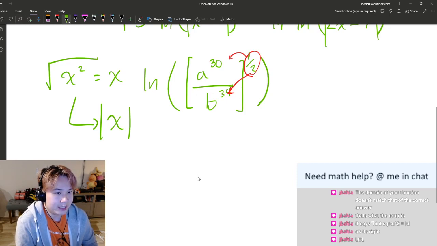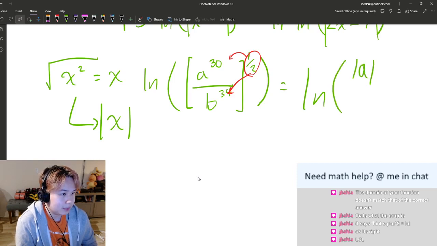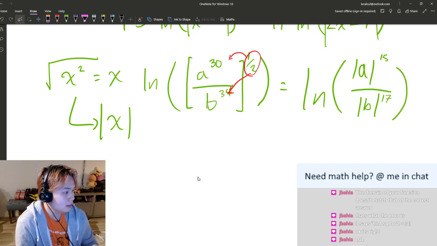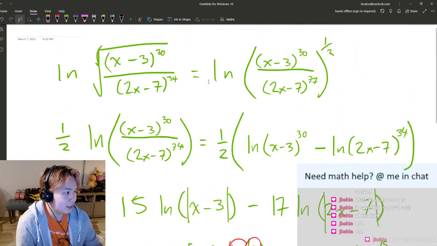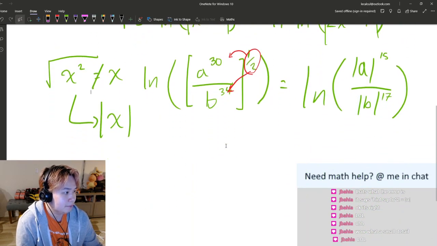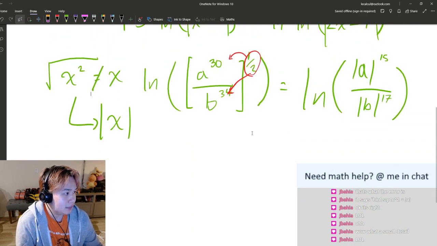So when they apply that in, then what they have instead is the absolute value of a to the power of 15, and then the absolute value of the bottom one to the power of 17. And then they use their log laws to split it up. And then if you bring down the 1/2 early, then you don't see that. Yeah, it's a small detail.